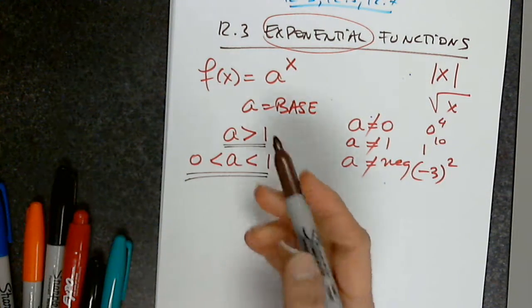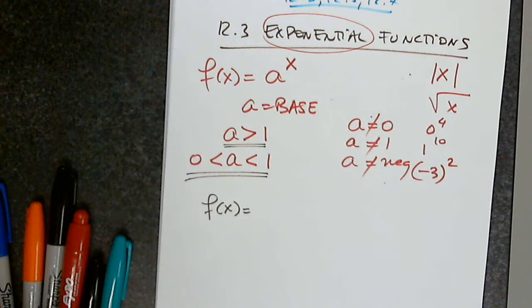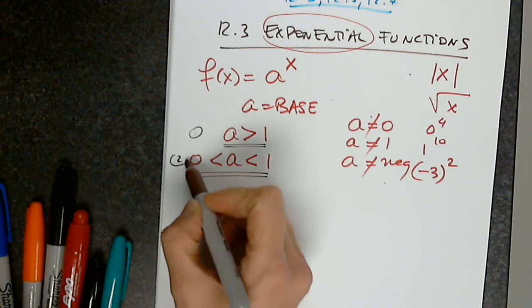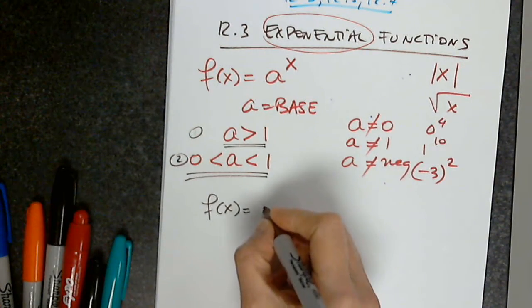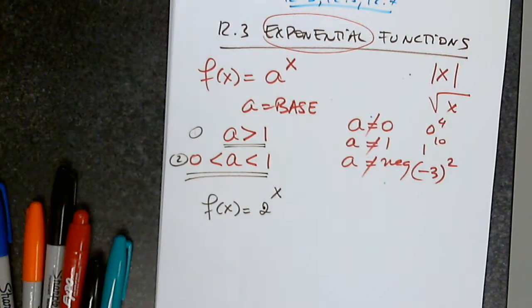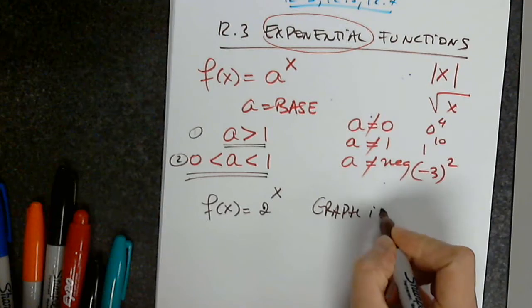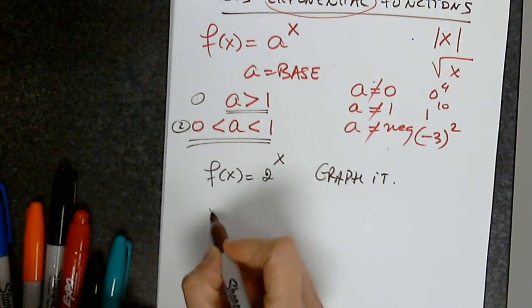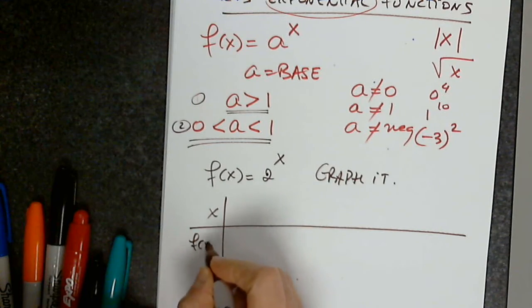Okay, so let's start with the first one. Say it again. Greater than 1 or between 0 and 1? Yes. So this is option 1, and this is option 2. So let's look at option 1. Let's say 2 to the x. This is an exponential function. The base is 2. We want to graph it. Okay. So let's say x, and f of x.